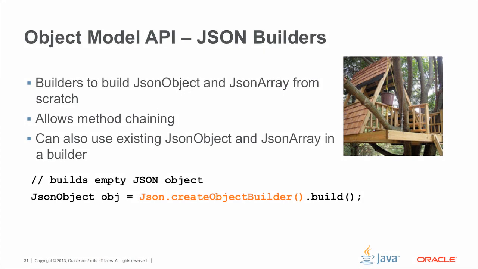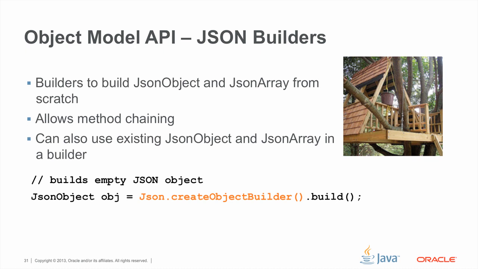Since these objects are immutable, there needs to be a way to build these objects. That's what the JSON builders provide. JSON builders can be used to build JSON object and JSON array from scratch. They can be used for method chaining. And if there are any existing JSON object and JSON array, those can also be used as part of building a bigger JSON object and bigger JSON array.